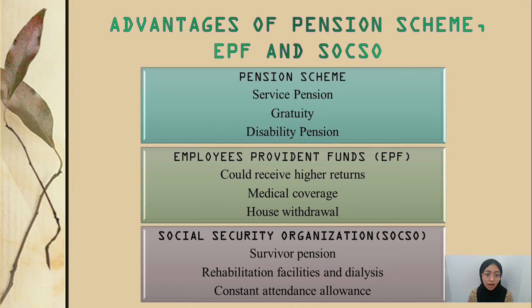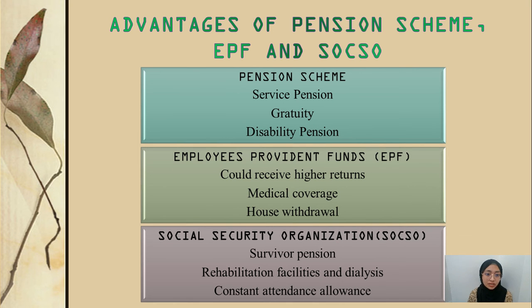And the third one is house withdrawal. This scheme allows individuals to withdraw money from their employees provident funds account to reduce or redeem the housing loan balance with approved financial institutions.